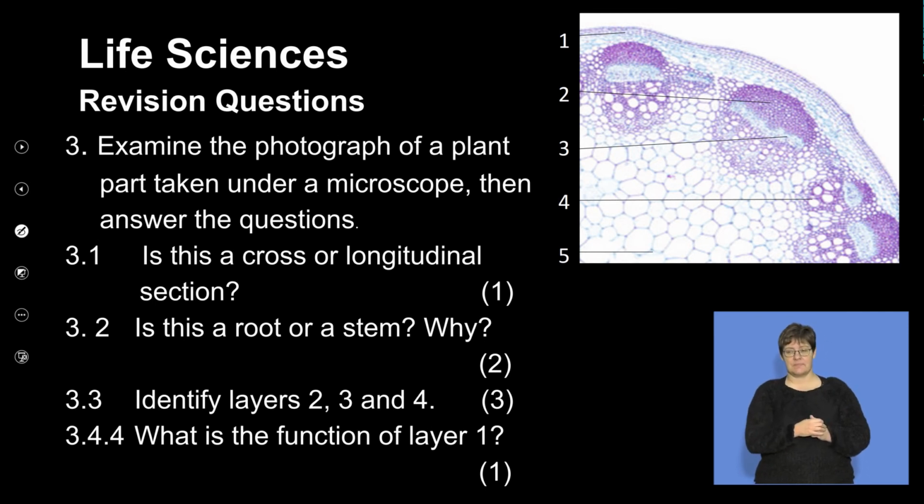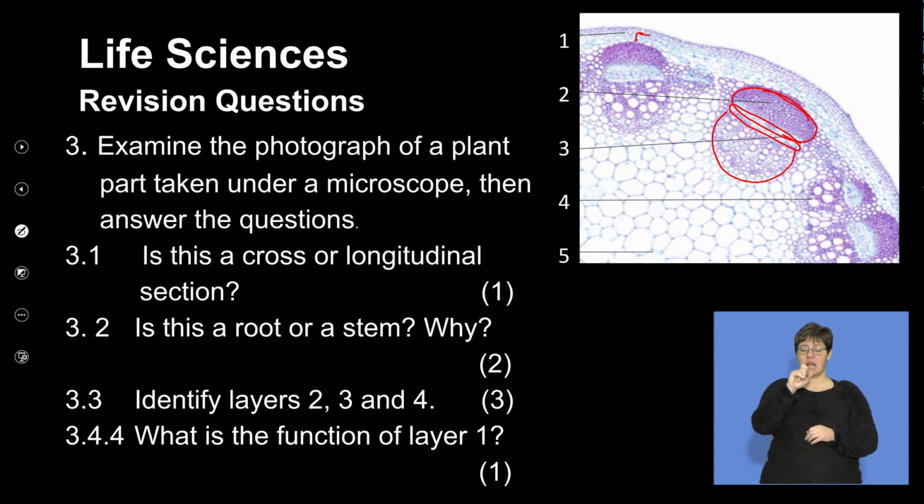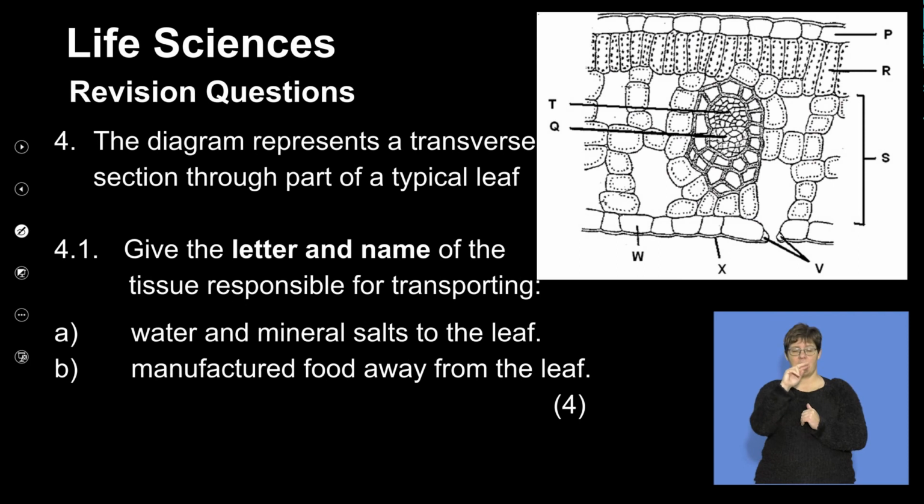Then identify the layers. Okay, so let's have a look. Layer number 2, that's our bundle cap. Layer number 3 is your phloem and cambium. And layer number 4 would be the xylem. What is the function of layer 1? That's just underneath the epidermis, and that's where the parenchyma is. So its function would be support.